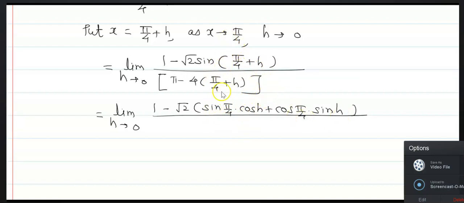By using this formula, here is sin of pi by 4 cos h plus cos of pi by 4 and sin h upon. Now simplification of this, 4 is multiplied with pi by 4 plus h. Now in this case, this 4 gets cancelled. Then you will get minus pi and minus 4h, that is plus pi. Minus pi gets cancelled, and you will get minus 4h.